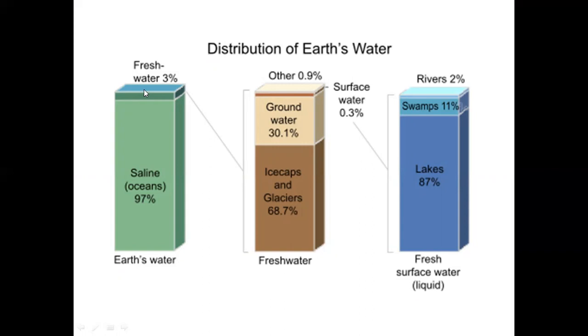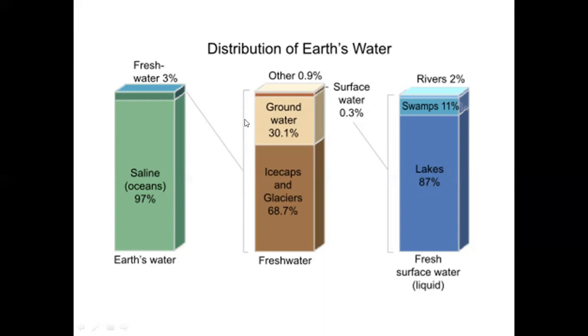Now let us go to the fresh water. 3% of it is fresh water. Out of 100%, 97% is saline water, and the rest, 3%, is fresh water. Now this 3% of fresh water is present like this for us. Okay, very important, we are having that 3% of fresh water.